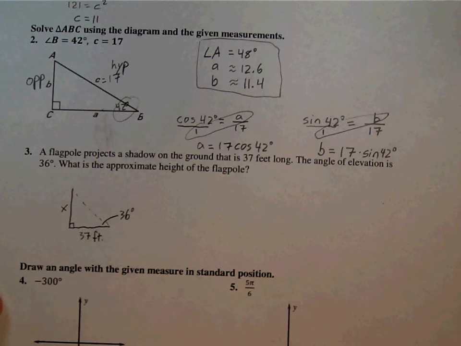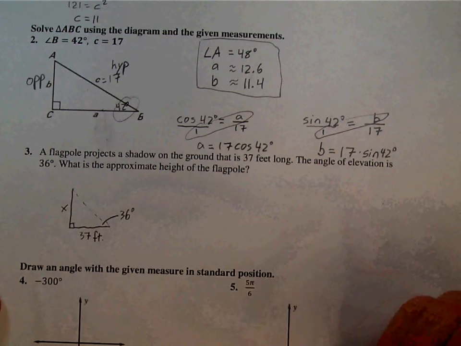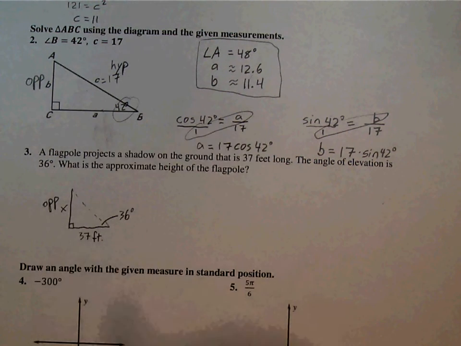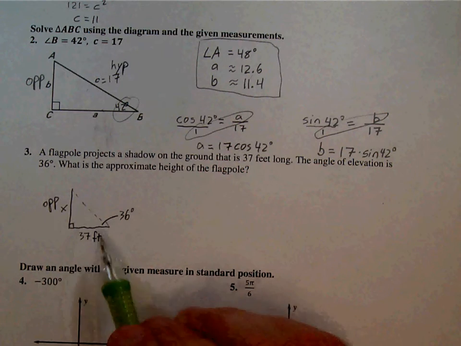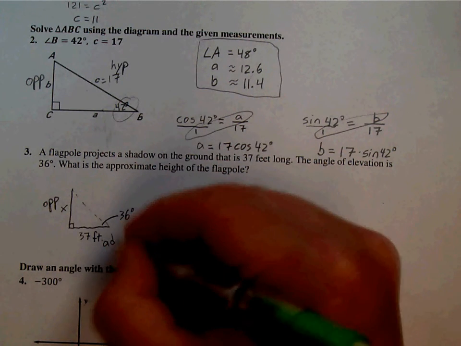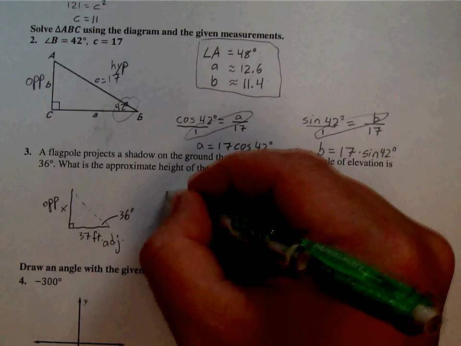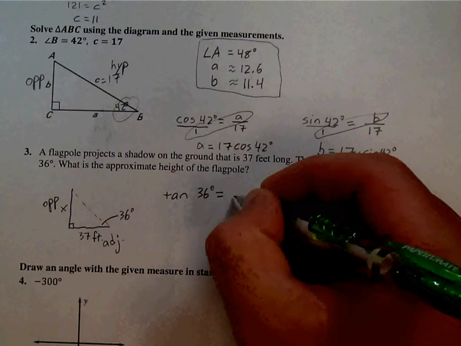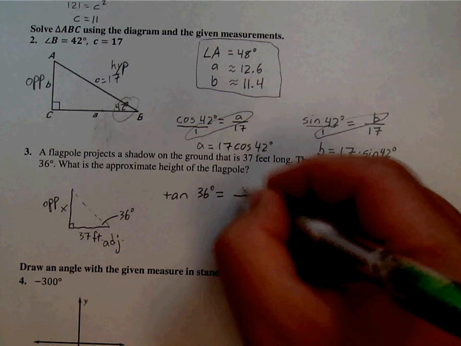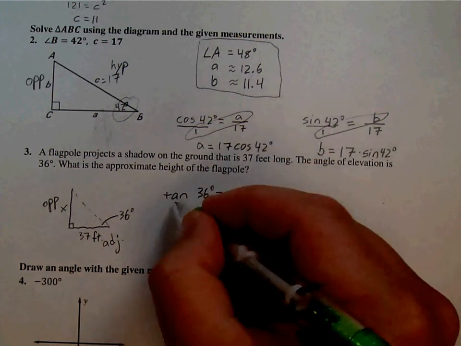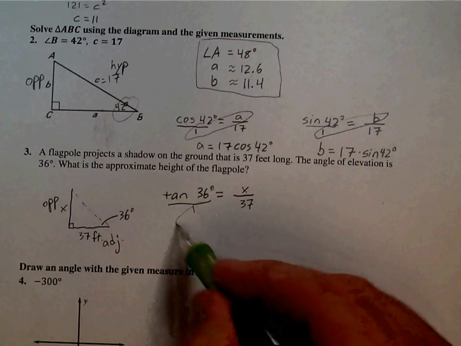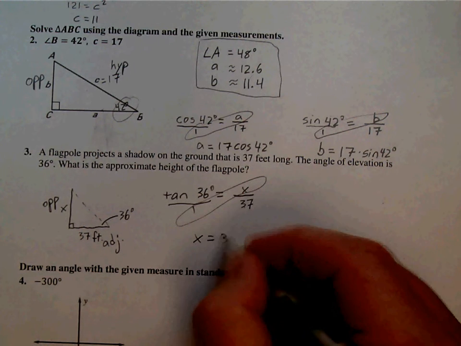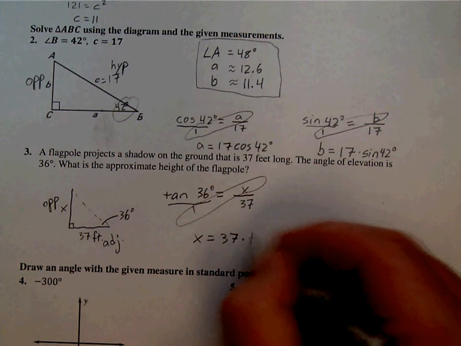Well, on this right triangle, I'm looking for x. I see that that's opposite of the angle of elevation, so we'll call that the opposite leg. 37, meanwhile, is a leg. It's adjacent. It's touching the 36. So opposite and adjacent is a tangent problem. So tangent of your angle is equal to your opposite, x, over the adjacent, 37. Put tangent of 36 over 1, cross multiply. 1 times x is x, equals 37 times tangent of 36.